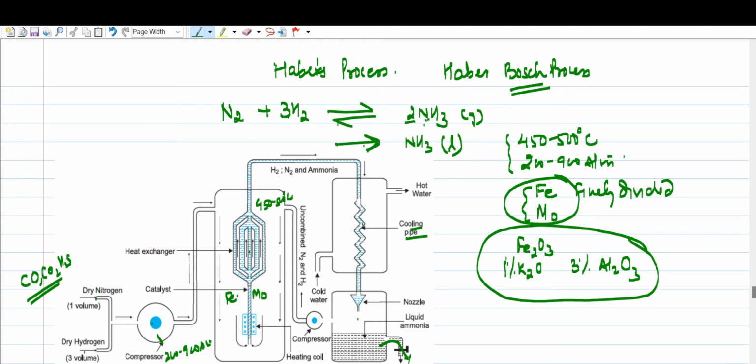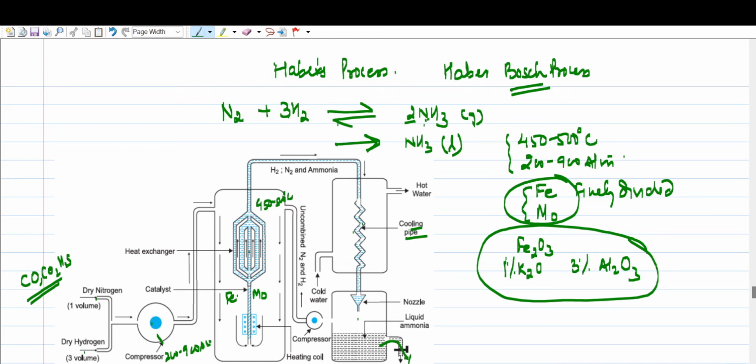Now children, this is very important. The question may be asked how you can make this reaction irreversible. So by changing ammonia into liquid. Is this clear? Then the question may be asked, what is the name of the catalyst, what is the name of the promoter, what are the conditions, or write a balanced reaction.